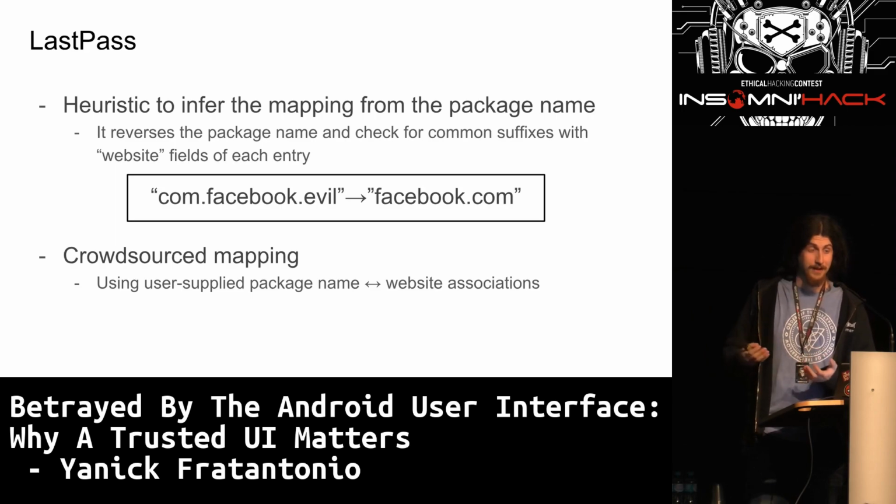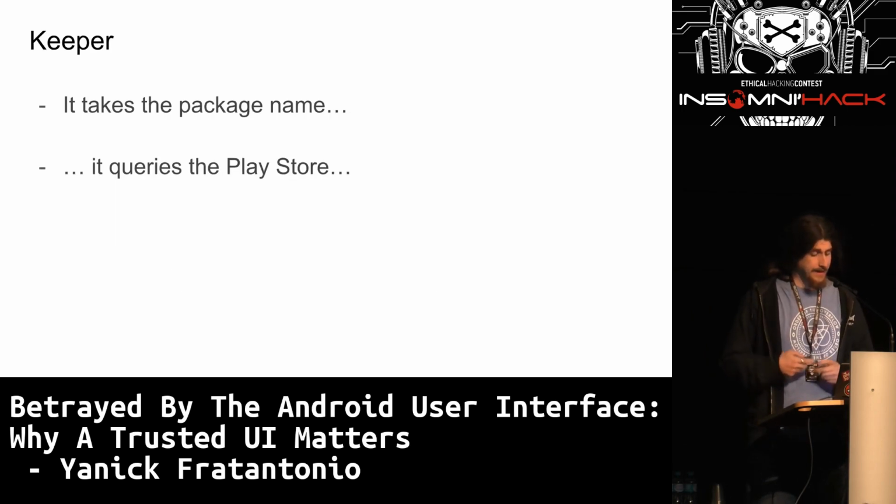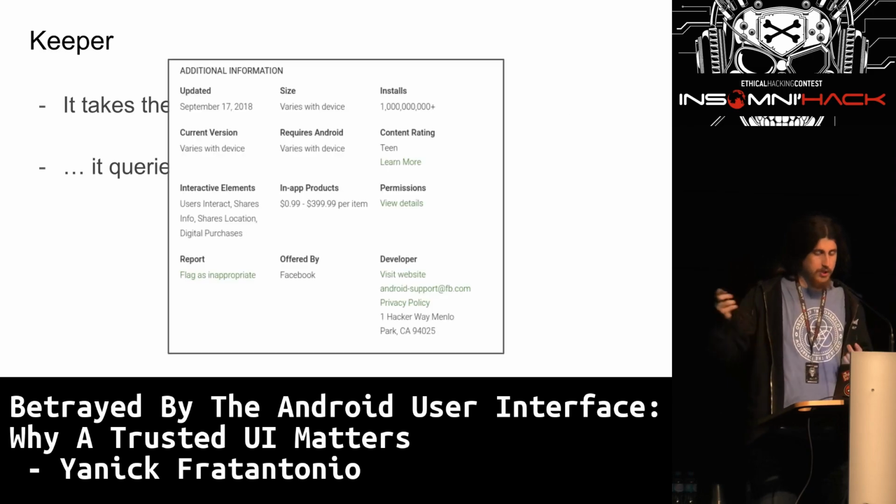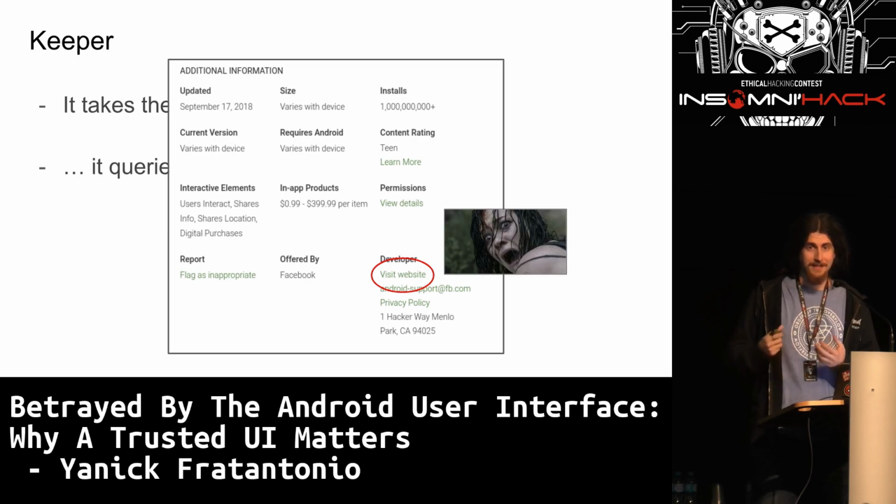So it seems they were not very monitored. Another example was Keeper. This is awesome. They take the package name, they build the URL that points to the Play Store page, so this one. Then they parse it, and they parse that visit website. And yes, they are treating this as the main website associated to this package name.